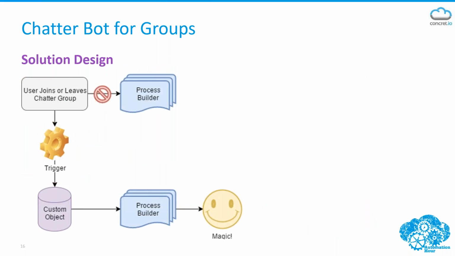Again, as awesome admins, we don't let anything hold us back. We just keep thinking and come up with another solution. And as we did with Chatterbot for topics, we saw that these two objects supported triggers. So I put in the simplest of triggers and copy the necessary data into a custom object. And again, from the custom object, we're able to have our Process Builder monitor, know that something went on, and then fire off our magic.